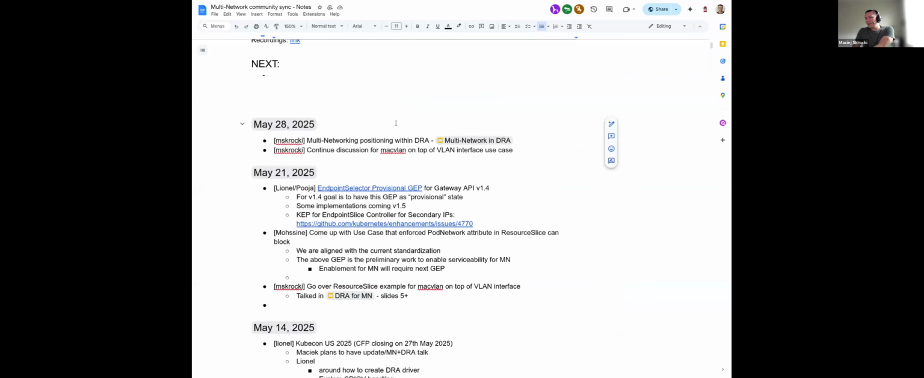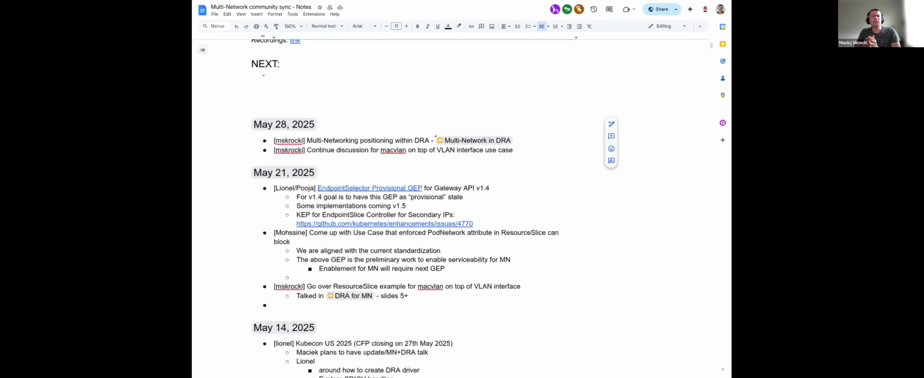Today's May 28th, and I have one topic to talk over, which is how we want to position multi-network in the array. It should be a short one, but I want to get your input, your thoughts about this one. I hope it's not something revolutionary. It's just to put our stuff within the array position. I will go over it.